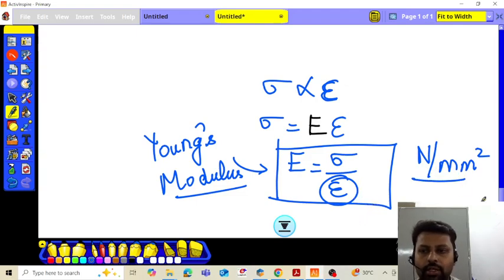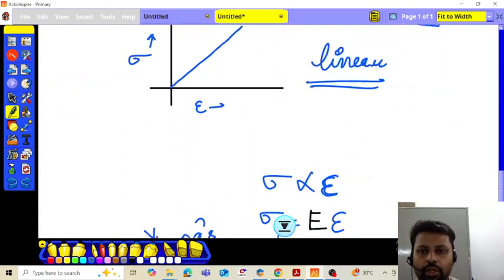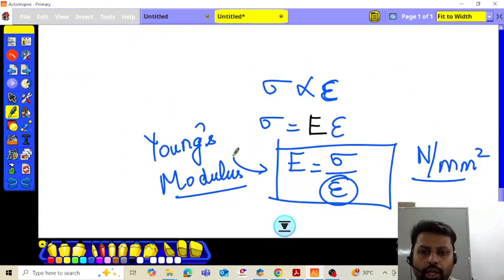So these are the few things which I wanted to talk about when it comes to a stress strain curve. And we have got a formula for Young's modulus, which you can also call the modulus of elasticity. That is stress by strain.